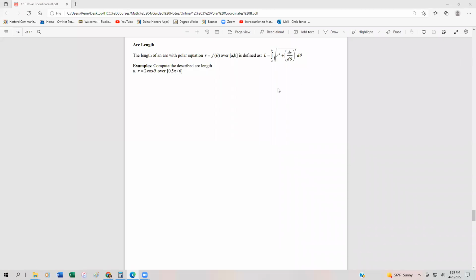The final activity that we're going to look at in this section is the arc length of polar curves. Suppose we have a function r equals f of theta. To be able to find the length over some given domain, provided that it's continuous and differentiable, we're going to use the formula length equals the integral from a to b of the square root of r squared plus the derivative of r squared with respect to theta. So a basic example of this, let's compute the arc length of r equals 2 cos theta from 0 to 5 pi/6.